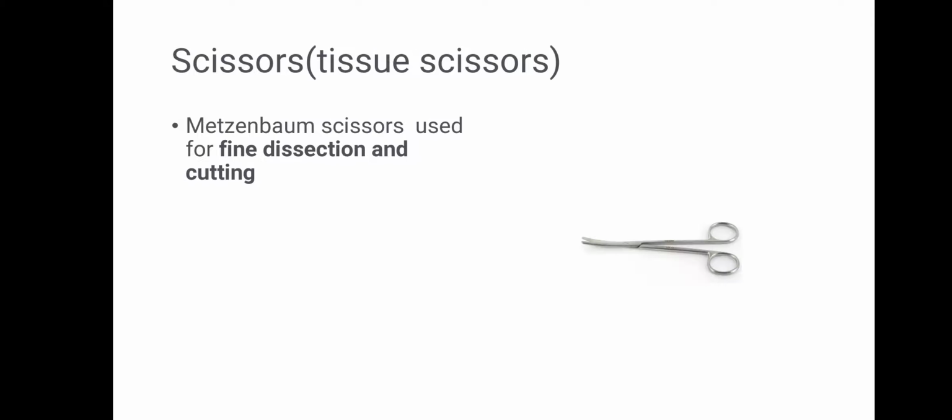Scissors can be curved or straight. Usually curved scissors are tissue scissors used to cut or dissect tissue. Stitch scissors are usually straight and used to cut stitch.